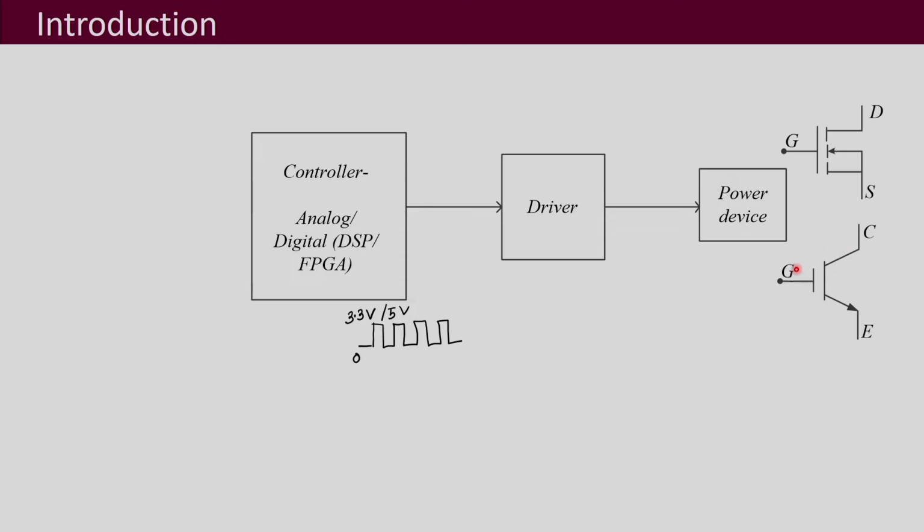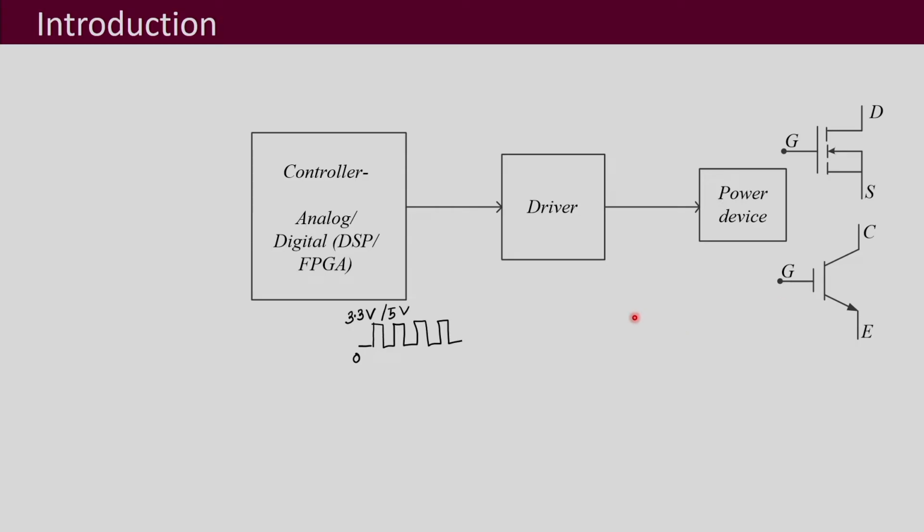These cannot drive MOSFETs and IGBTs because their voltage levels are usually low, and also these controllers do not have the ability to sink or supply enough current to drive these MOSFETs or IGBTs. So, in between we require another circuitry which is called the gate drive circuit, and this acts as an interface between the controller and the power semiconductor device.